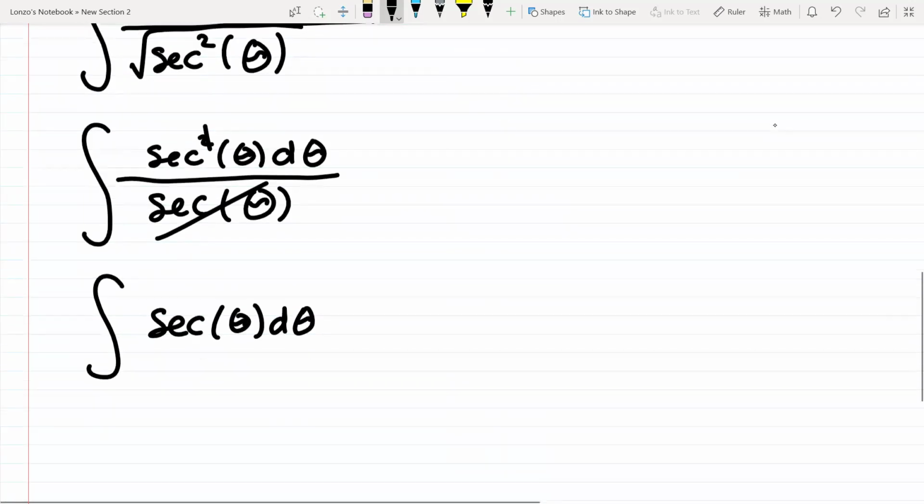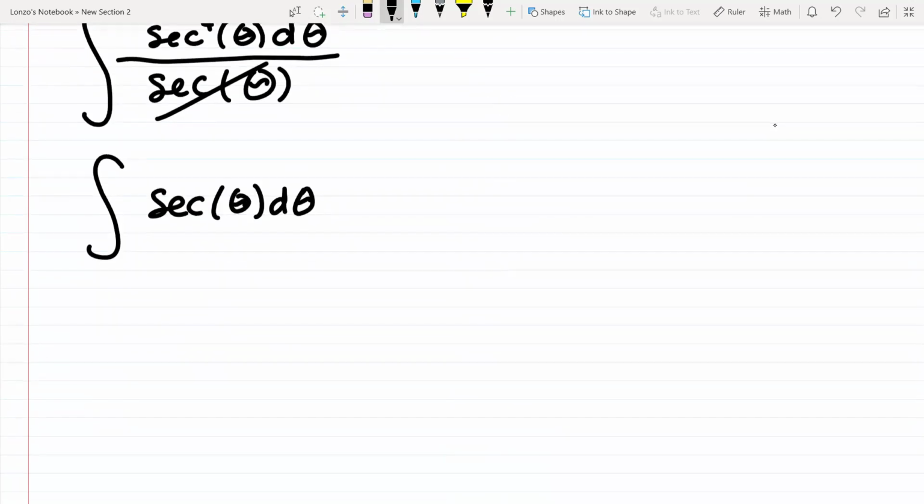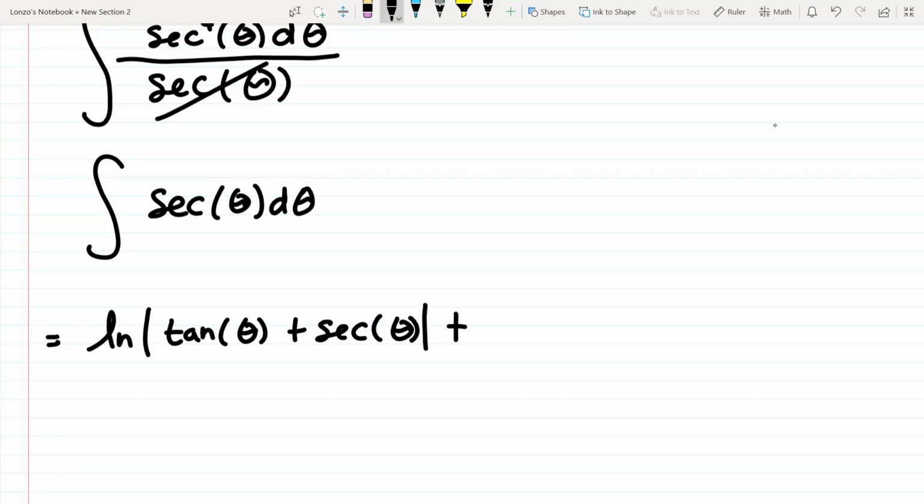Okay, so what is the integration of secant theta? It's ln of absolute value of tan theta plus secant theta plus c. So this is something you should know. The integration of secant theta is ln of absolute value of tan theta plus secant theta plus c. So remember, our final answer has to be in terms of x. So we're going to have to draw our right triangle.